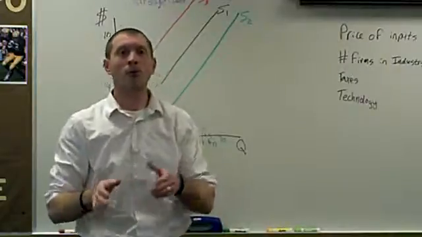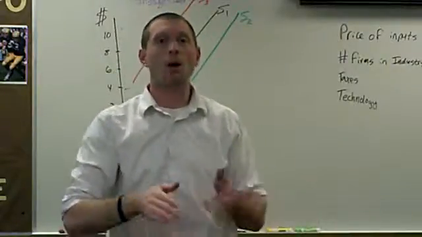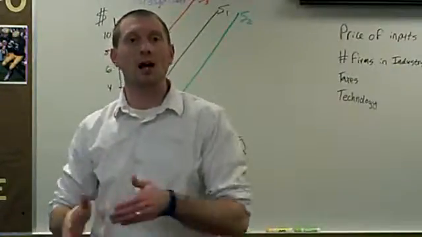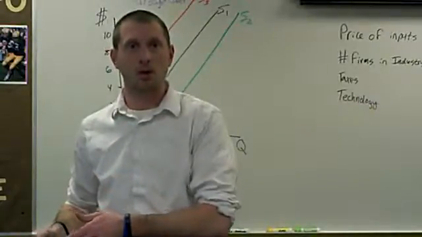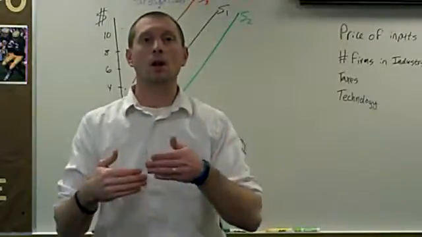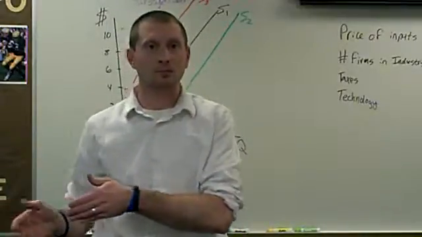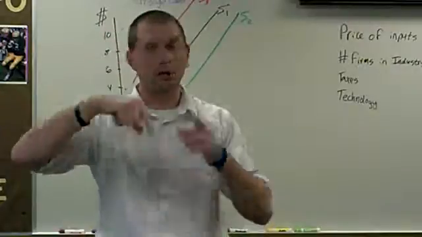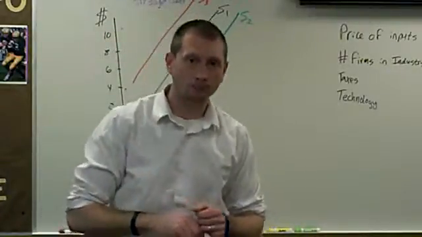The more firms that enter the industry, supply will go up. As firms leave the industry, supply will go down or decrease. If more firms, shift to the right. For fewer firms, shift to the left. Again, don't think of it in terms of up and down.